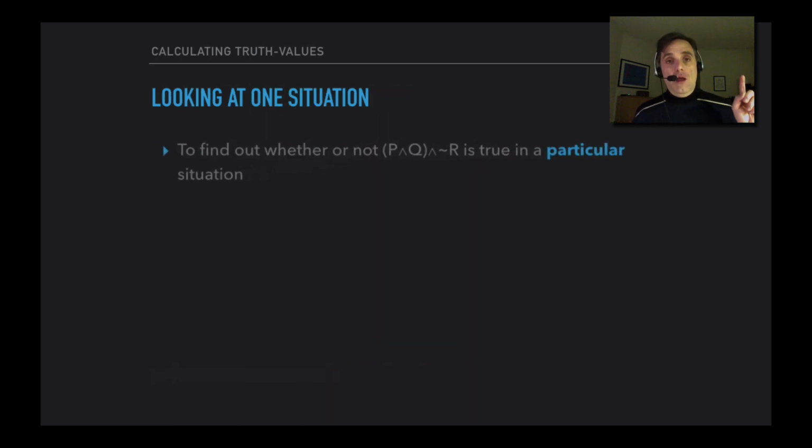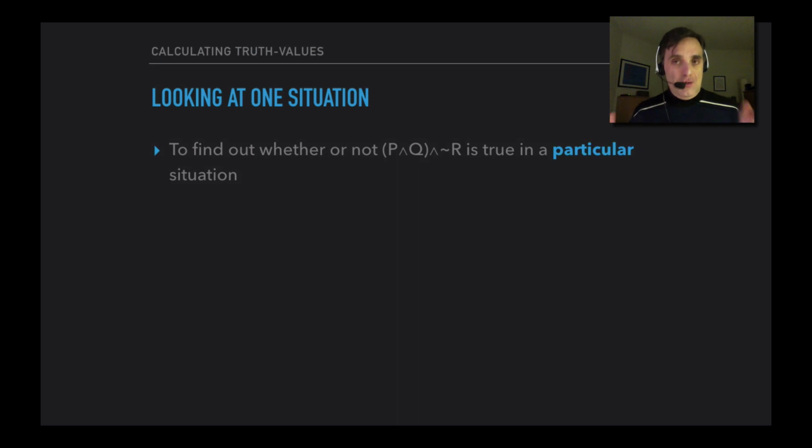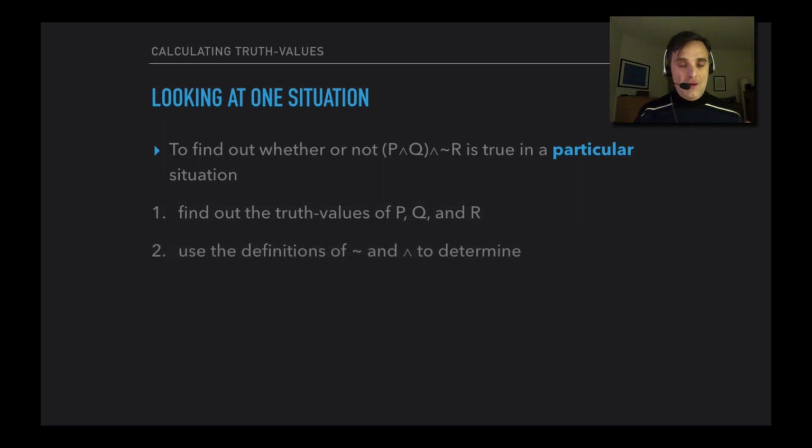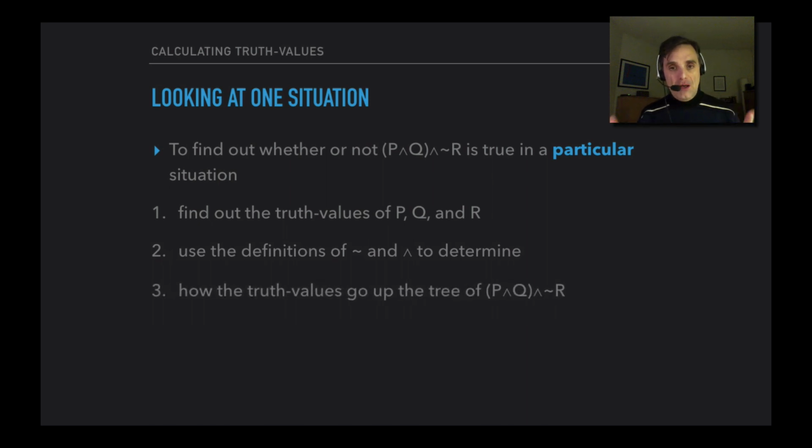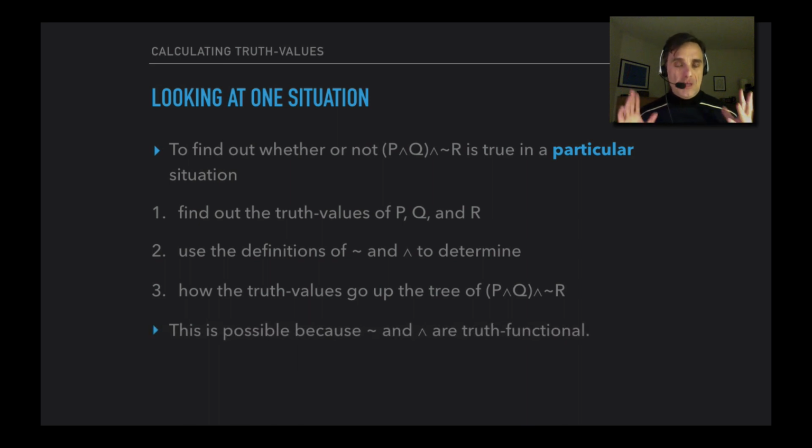So, if we want to know whether or not one of our sentences is true in a particular situation, then we have to find out the truth values of the sentence letters in that situation. And then we use the definitions of negation and conjunction to determine how the truth values go up the tree. They'll go all the way up the tree, as we saw, and then the whole thing gets a truth value. And this is all possible because negation and conjunction are very special because they're truth functional.